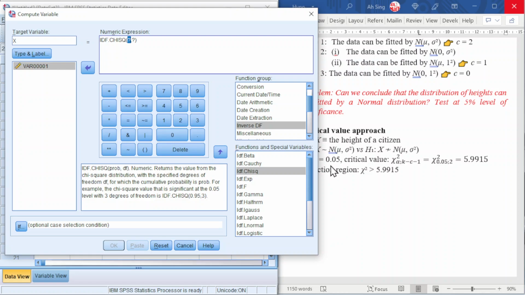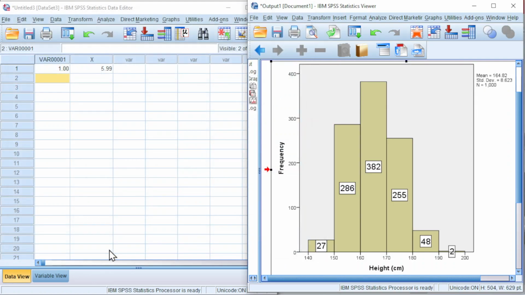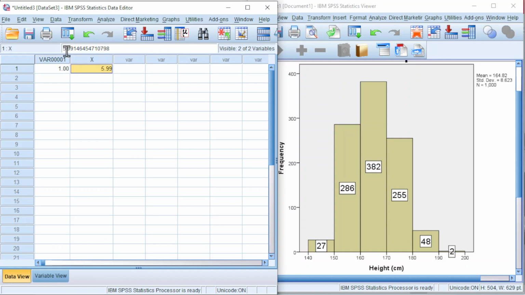Since the significance level is 0.05, however, SPSS always takes less than cumulative, and this is more than cumulative. We should take the complement, which is 0.95. And with degree of freedom equal to 2. Press OK and we should obtain the critical value that we want. Take 4 decimal places if needed.